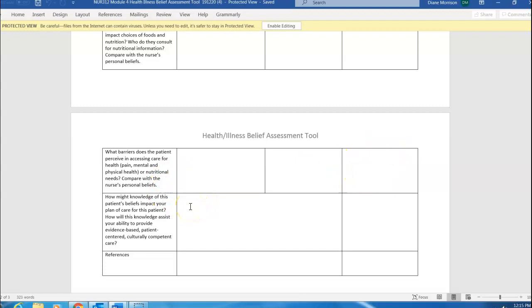And then you have an area here that you need to look at: how might this knowledge of this patient's belief impact the plan of care for this patient. First of all, you're looking at the patient itself and their plan of care. And then the second question asks you to look at what you would expect to see in your overall nursing practice. Down here, you would include your 2 references using correct APA format.